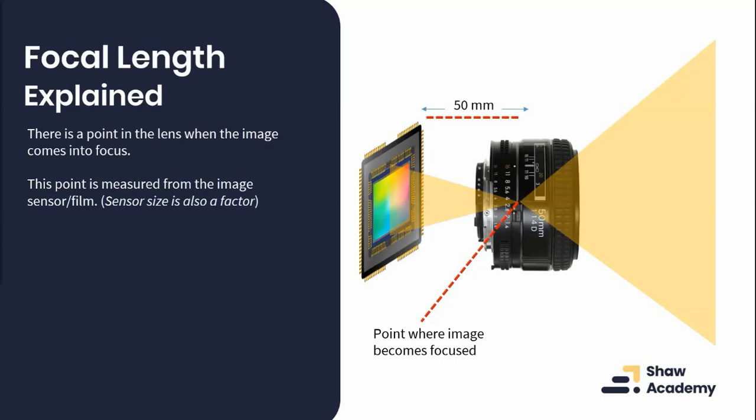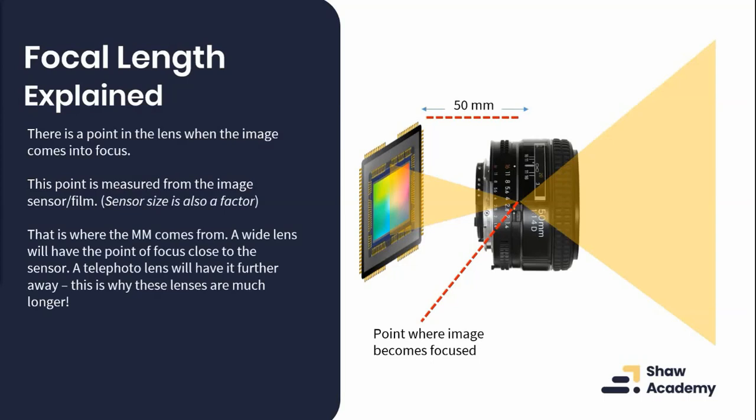So you can imagine then, if I had a 24mm lens, that point is going to be much closer to the sensor. If I had a 400mm lens, the point is going to be much farther away from the image sensor. And for that reason, telephoto lenses are much, much larger. So with a telephoto lens, the point where the image comes into focus, measured to the image sensor, where it's captured, is much greater than if I were using a wide angle lens.